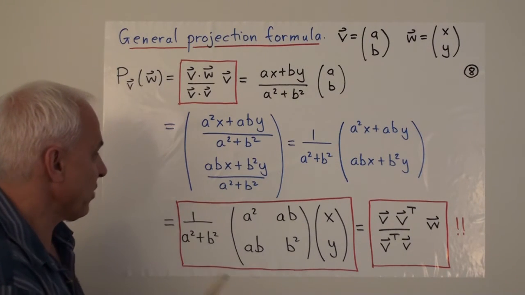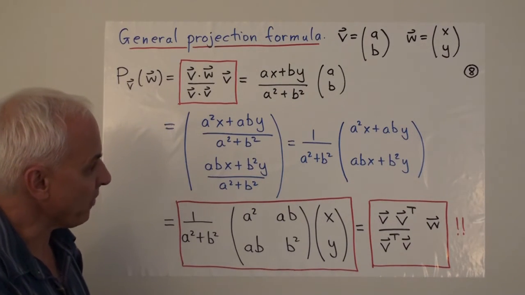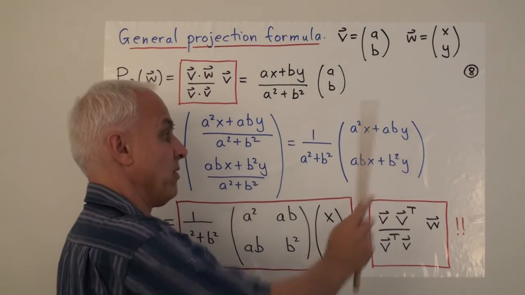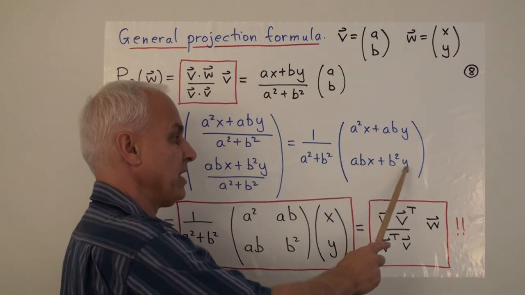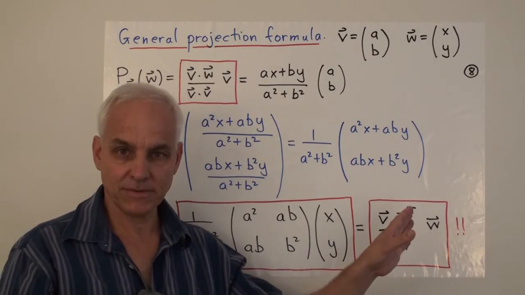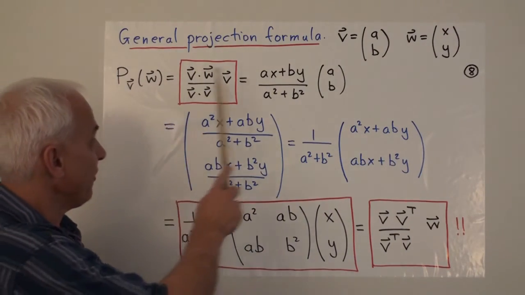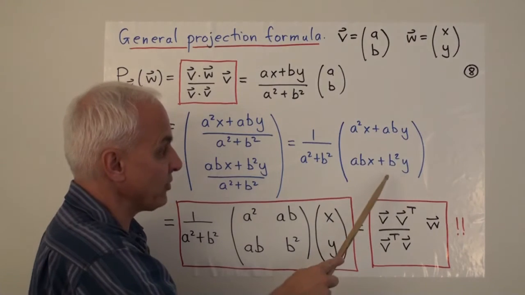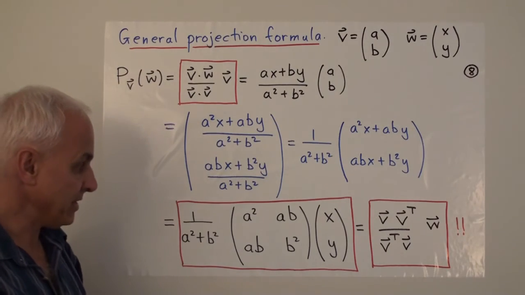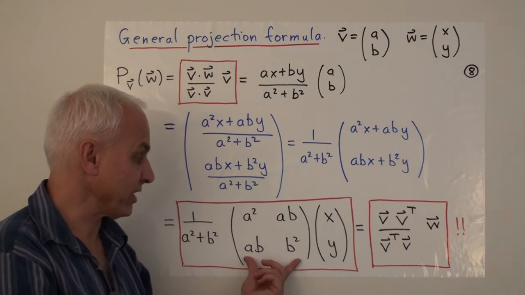Okay, this common denominator a squared plus b squared, maybe it's more conceptual to bring it out front. Then we can write things a little bit more efficiently as 1 over a squared plus b squared times the vector a squared x plus aby and abx plus b squared y. And now we can see more clearly, very concretely, that this is indeed a linear transformation. In terms of inputting x, y, and outputting this vector, we see that the x and y are appearing only linearly here. And indeed, we can rewrite this in terms of multiplying the vector x, y by a certain matrix.